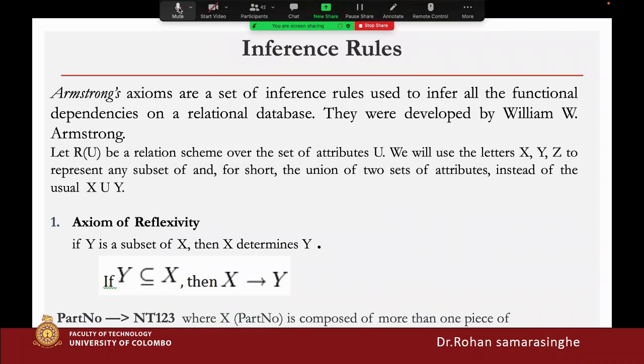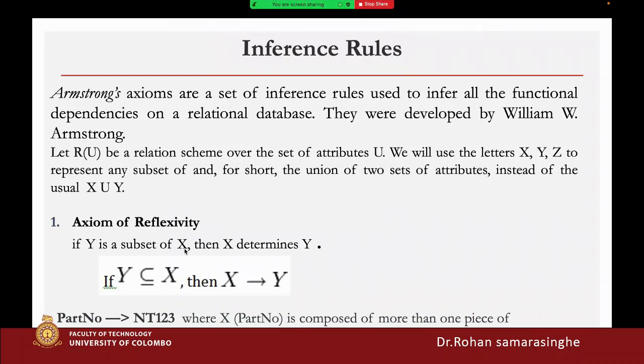Okay, then Y is a subset of X. Y has attributes which are in this relation R, and X is also a relation having a subset of attributes of U. Then if Y is a subset of X, X determines Y. X implies or determines Y. X determines Y, normally we call.